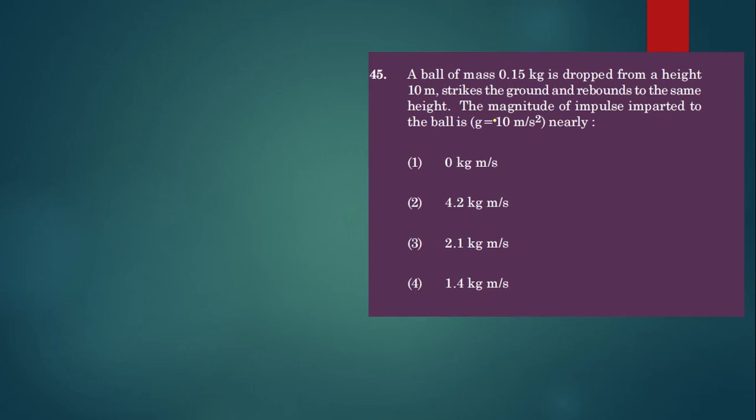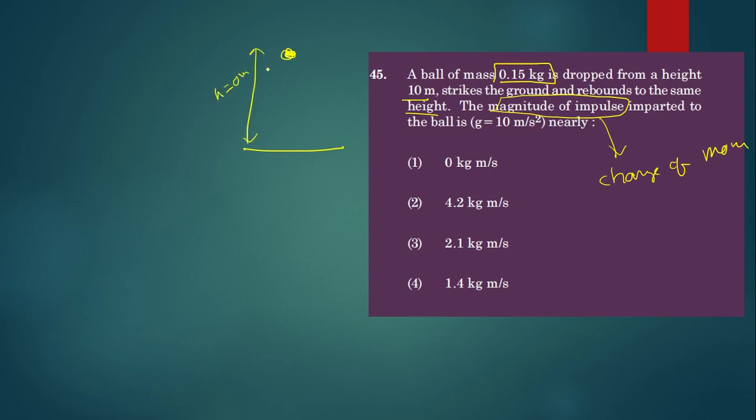So in this question, a ball whose mass is 0.15 kg is dropped from a height of 10 meters. It strikes the ground and rebounds to the same height, and we are supposed to calculate the magnitude of impulse imparted to the ball. Magnitude of impulse means change of momentum. This ball was initially, let's say, at this position. So height was equal to 10 meters, and it was dropped. Dropped means the initial velocity was 0 at this point.